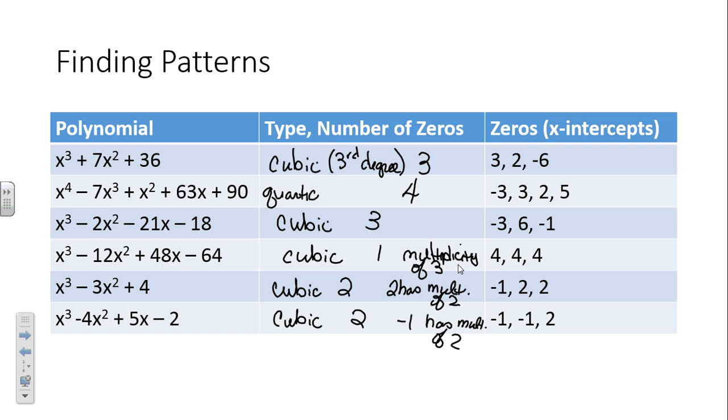So what are you going to predict about cubics and quartics and quadratics and other polynomials? Can you figure out how many zeros they're going to have? Based on what? Yeah. Whether it's a cubic or a quadratic or a quartic, its highest power, right? Its degree. Based on its degree, you know how many zeros it will have.